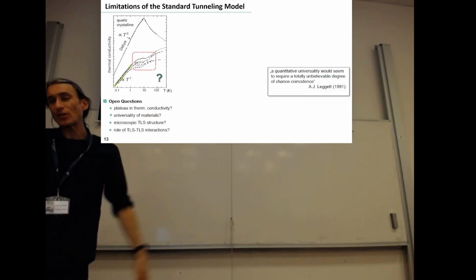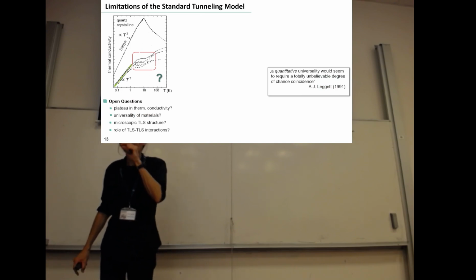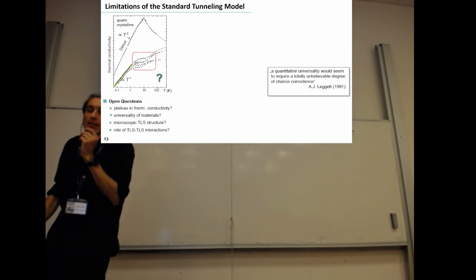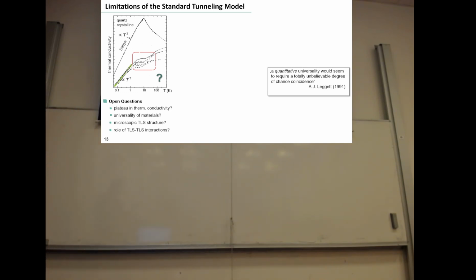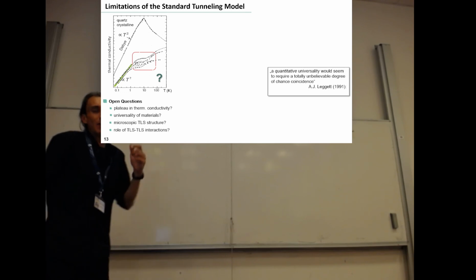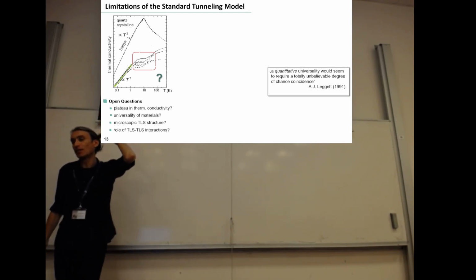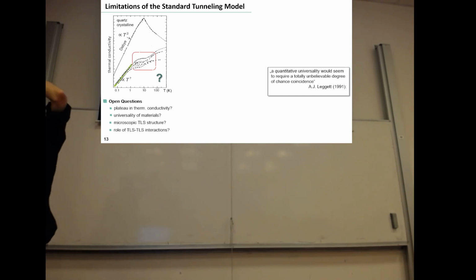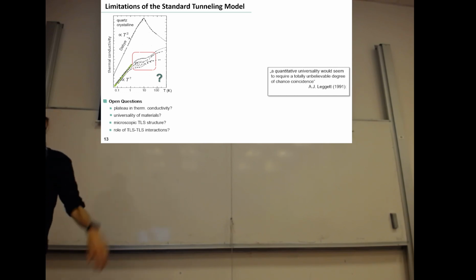So yeah, there are more open questions or more problems with this standard tunneling model. Basically, it's still not understood where this plateau comes from. There's a variety of theories, but not really a clear clue. And also this universality here. I mean, why do all these materials behave similarly, even quantitatively? For example, Anthony Leggett was often expressing his wonder about this fact, and he didn't really believe that this is just by chance. So yeah, there are still many open questions in the material.